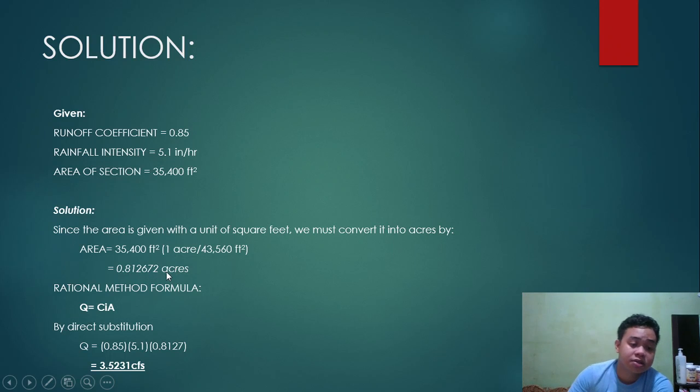0.812672 acres. So, using the rational method formula, where Q is equal to the coefficient times the intensity times the area, by direct substitution we get 0.85 times 5.1 times the area in acres, 0.8127. So the answer will be 3.5231 CFS.